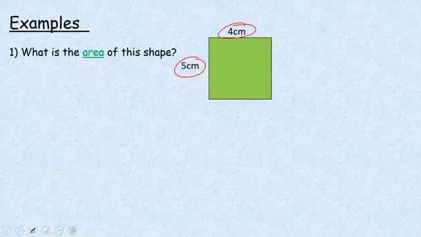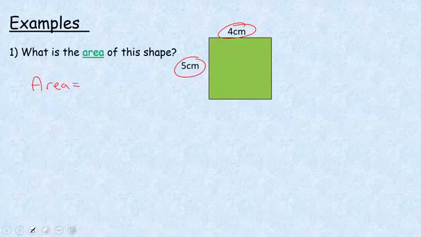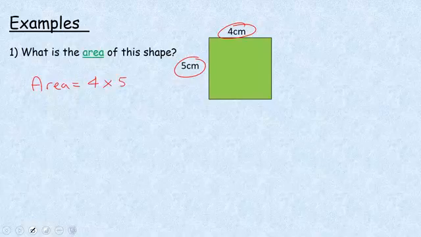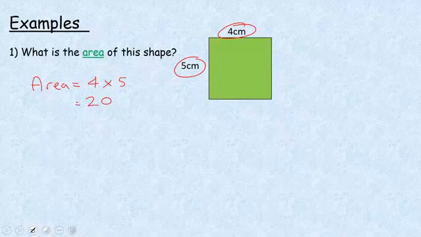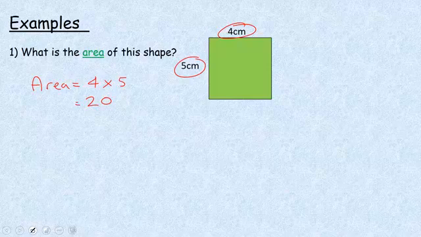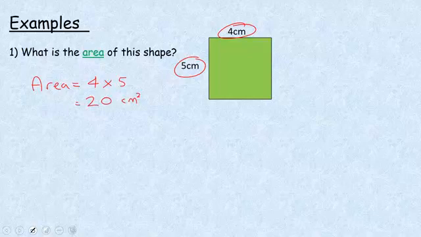So our area is just 4 times 5. And we should know from our times tables that is 20. And then the unit for area, in this case, is centimeters squared.